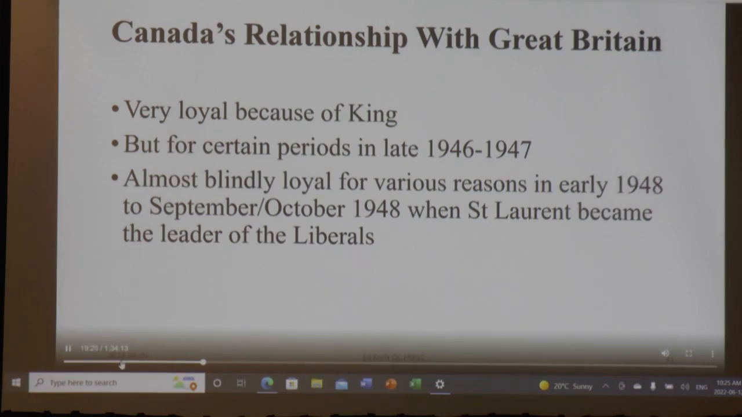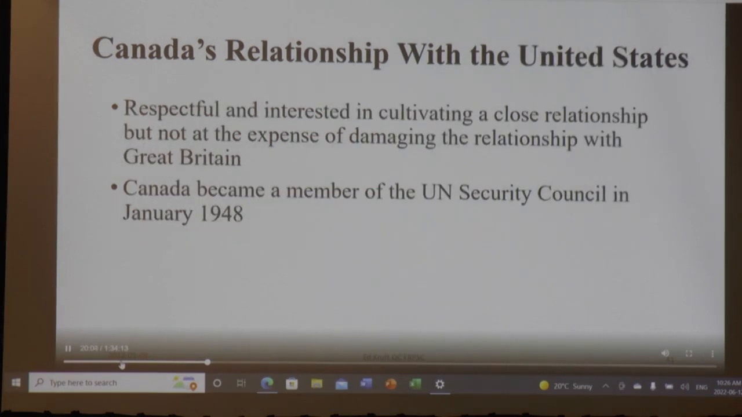So in order to really look at the historical material, you need to appreciate that all of this history was the product of the actions of many people. So, what was Canada's position and relationship with different players? Well, with Great Britain, Canada was very loyal to Great Britain because of Prime Minister King. And as some people have written, Canada was always blindly loyal to the views of Great Britain in early 1948, and that dissipated as King ceased to be Prime Minister in the late summer or fall of 1948, when Saint Laurent became the leader of the Liberals.